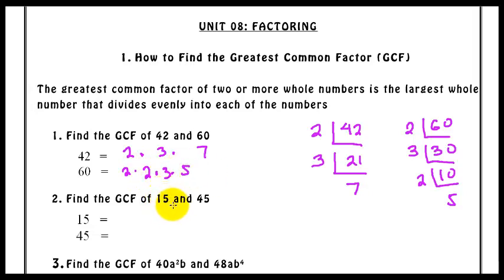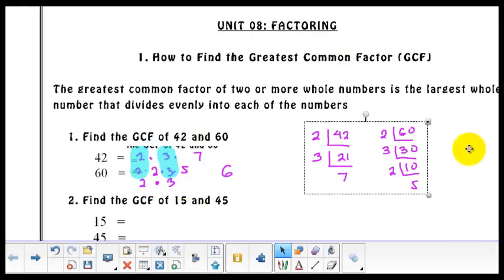What prime factors do they have in common? We have 2 and 3. Just get the product of 2 and 3 and we're going to get 6. So 6 is the GCF of 42 and 60. So 6 is the largest number that can go into 42 and 60.